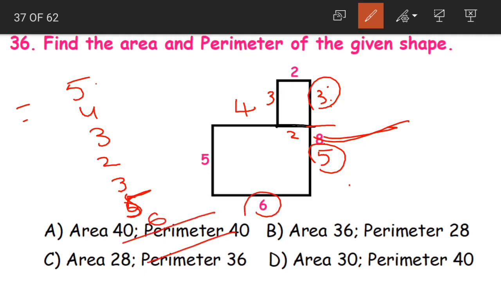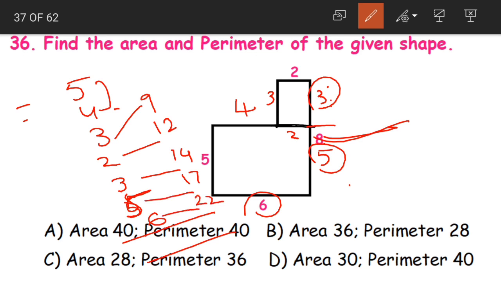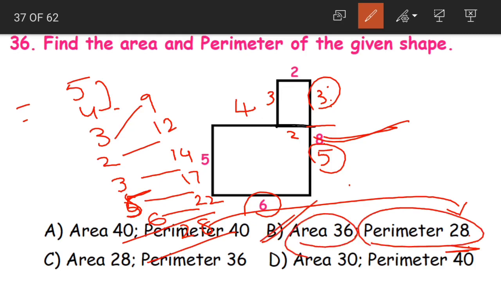Now when we add all these, 5 plus 4 is 9, 9 plus 3 is 12, 12 plus 2 is 14, 14 plus 3 is 17, 17 plus 5 is 22, 22 plus 6 is 28. Again see, we've got the perimeter as 28. So option B becomes our correct answer. Area is 36, perimeter is 28.